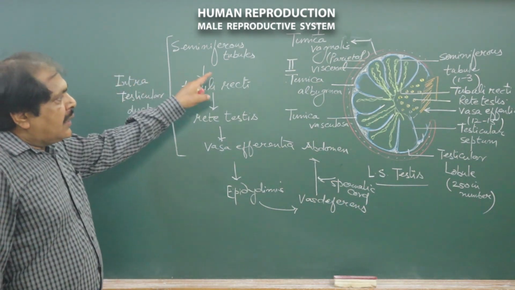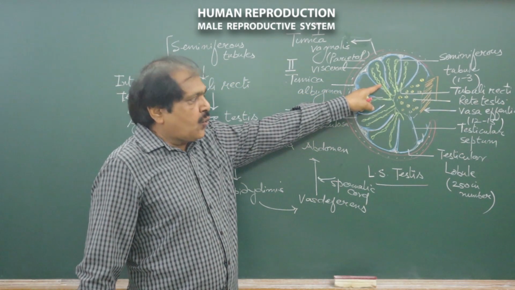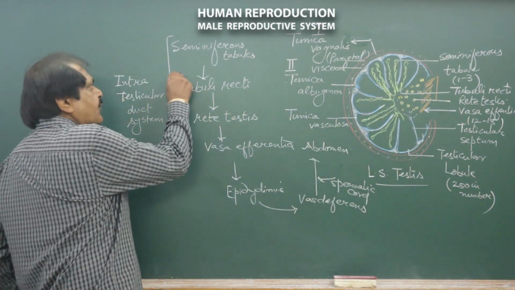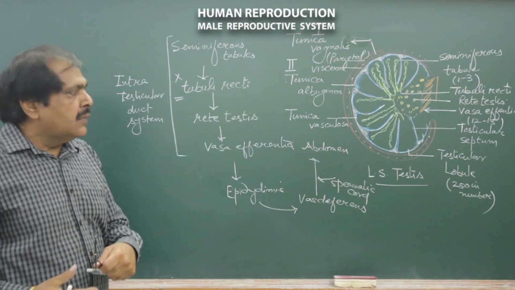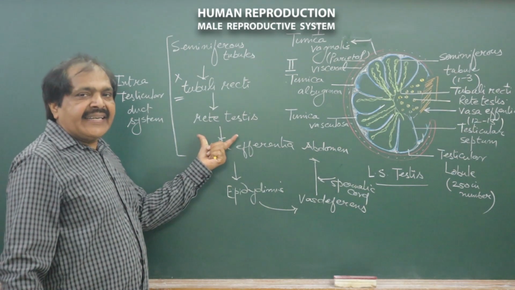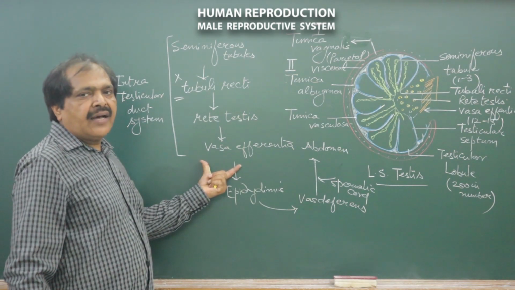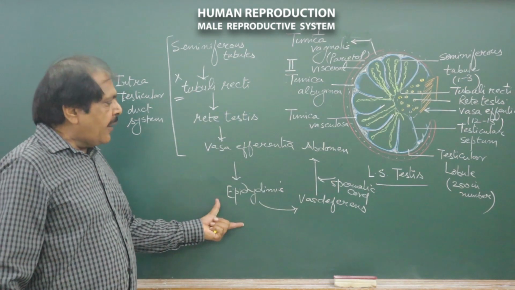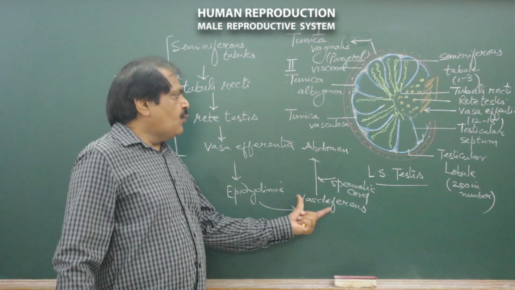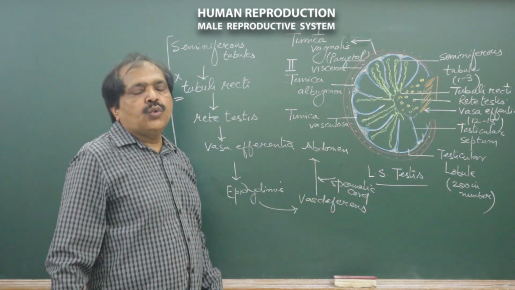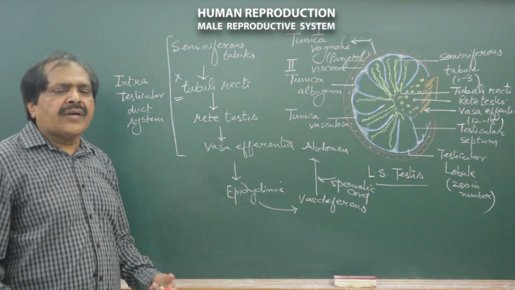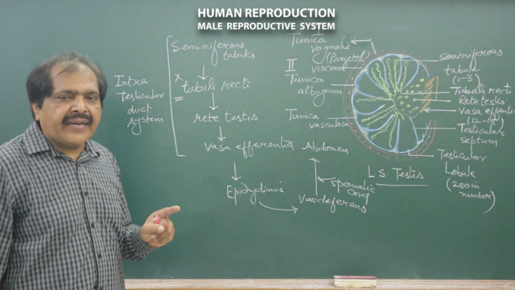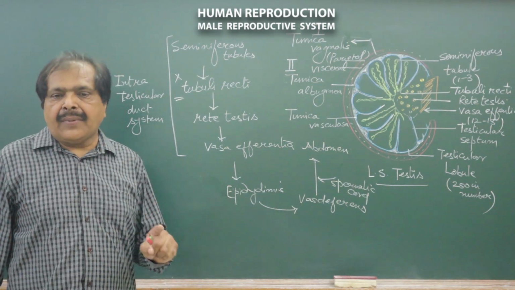Again, seminiferous tubules are coiled structures. Their straight part is not important for you at all. Then they form the rete testis, and then the vasa efferentia. The vasa efferentia enter the epididymis. The epididymis enters the vas deferens. The vas deferens enters the abdomen through the spermatic cord, or if the spermatic cord is not written as a choice, then we will mark the inguinal canal. It's okay.